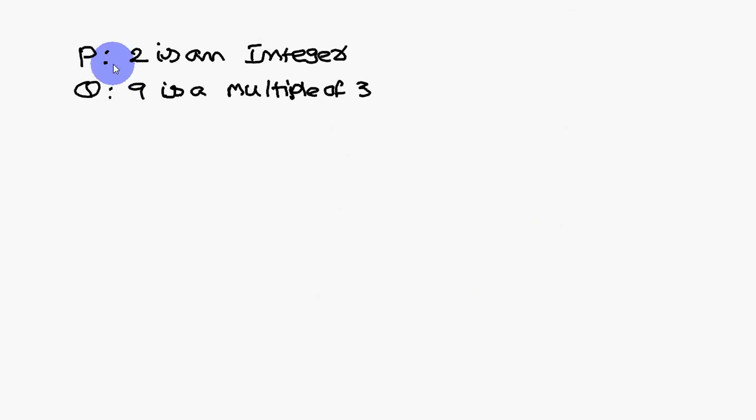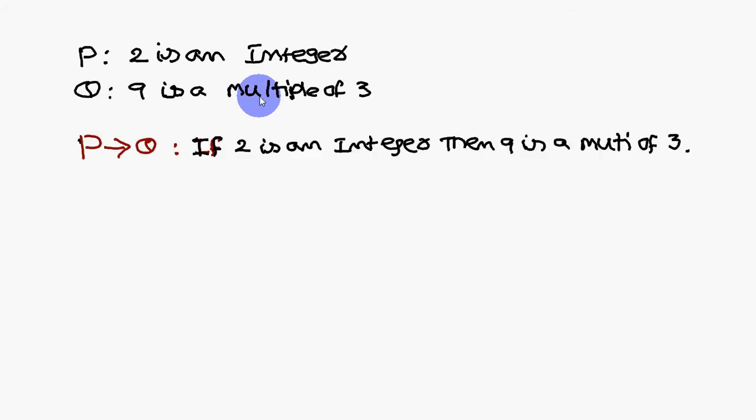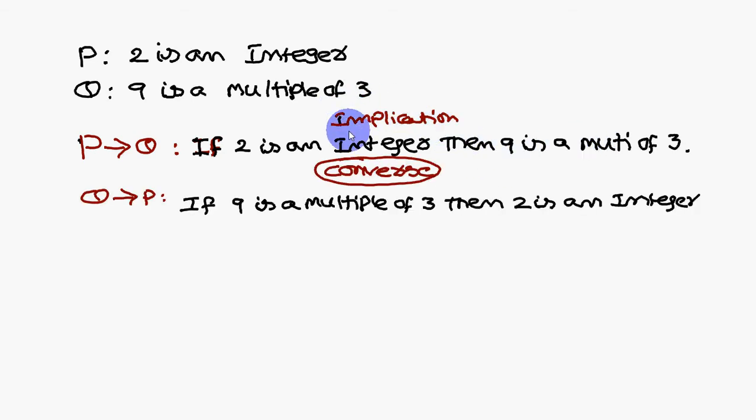Okay, so I am considering the two statements. P as 2 is an integer, Q as 9 is a multiple of 3. So P conditional Q, P implication Q. So how can we write this one? This implication symbol means if then. If 2 is an integer, then 9 is a multiple of 3. So this is what we have to call implication.